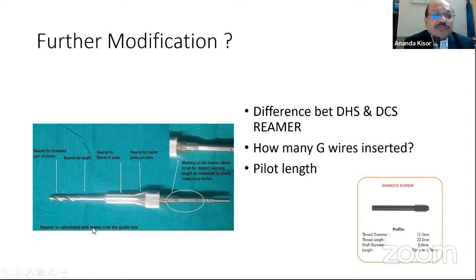Why is it called a triple reamer? Basically, it is a quadruple reamer because it reams four regions. This is for the part of the screw, this is for the shaft, this is for the barrel, and this is for the barrel plate junction. Basically, it is known as a triple reamer, and it cuts four regions. So how many guide wires are inserted? Basically two guide wires, at least 4 millimeter apart, to act as a derotation. And the pilot length is basically the length of the guide wire, in the subchondral bone, 5 millimeter from the articular surface to the lateral cortex.